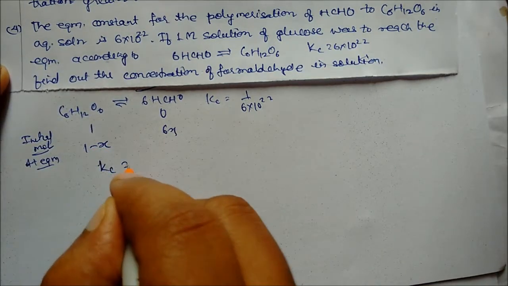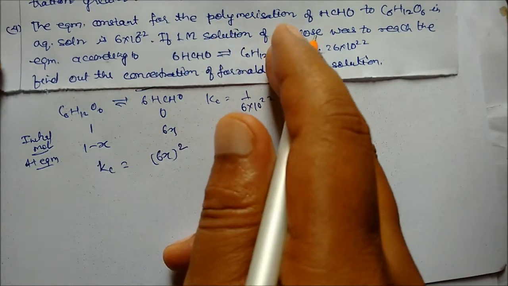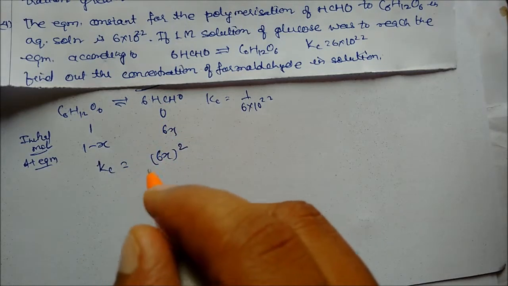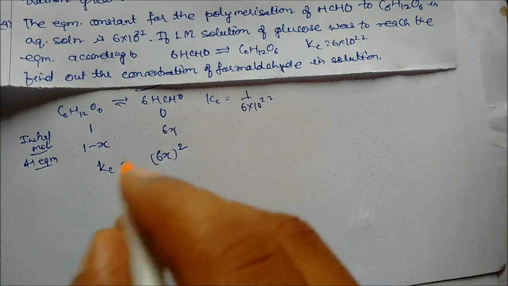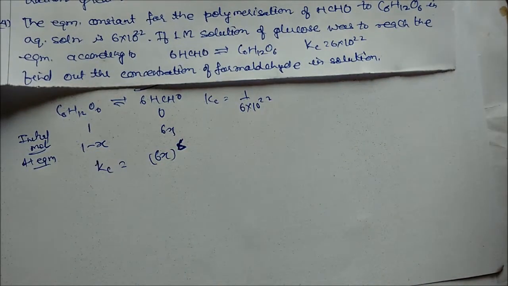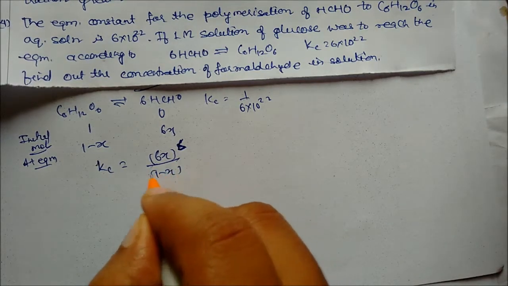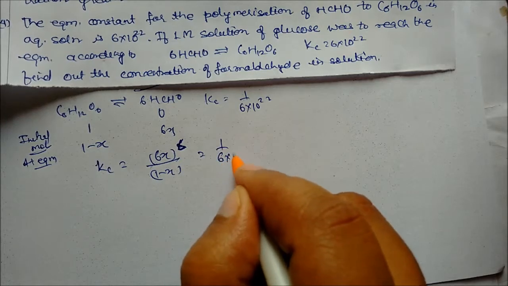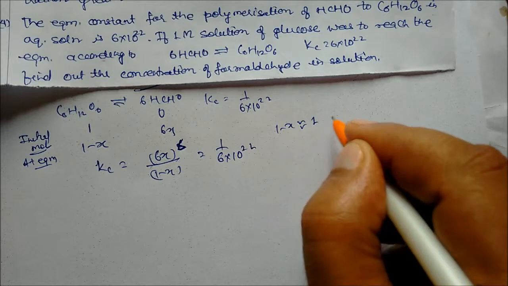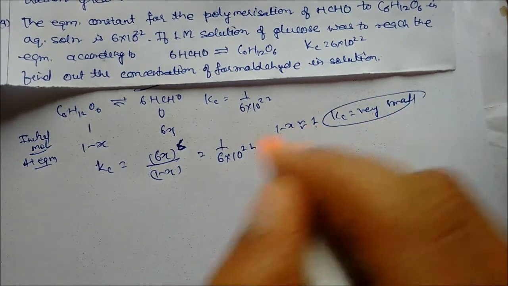Now Kc is how much? Kc will be 6x, whole to the power 6, divided by 1 minus x. So here you can see this is 6 into 10 power 22. Now 1 minus x is almost equal to 1, since Kc is very small. So 1 minus x is approximately 1.